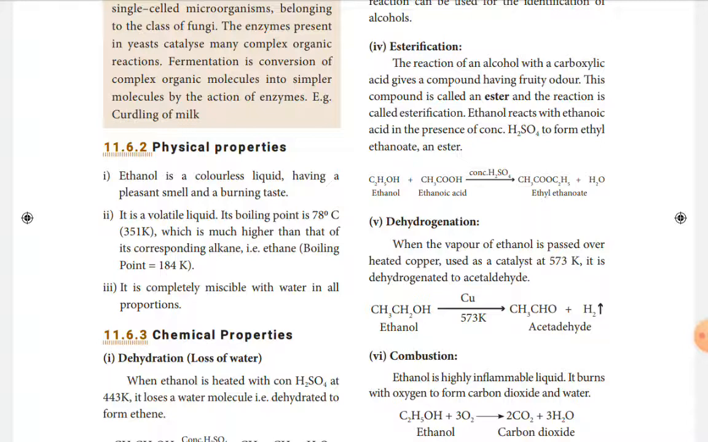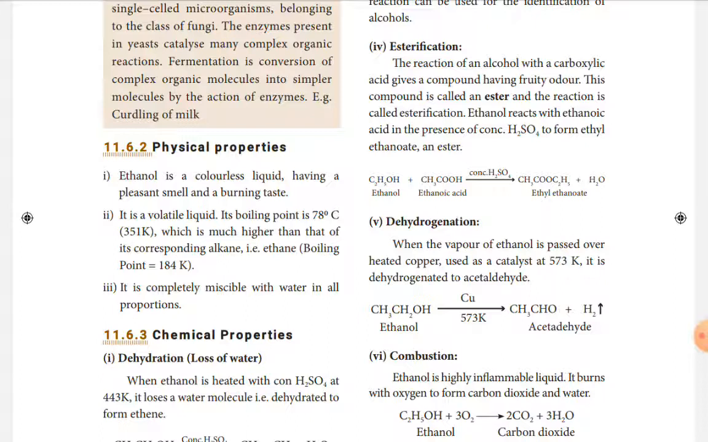So copper acts as a catalyst. Do you know what a catalyst is? A catalyst is a chemical substance used in a chemical reaction to alter the rate of the reaction. And this substance does not actually take part in the chemical reaction. So here copper acts as a catalyst at 573 Kelvin. Ethanol is dehydrogenated. Hydrogen is removed from ethanol and acetaldehyde is formed.